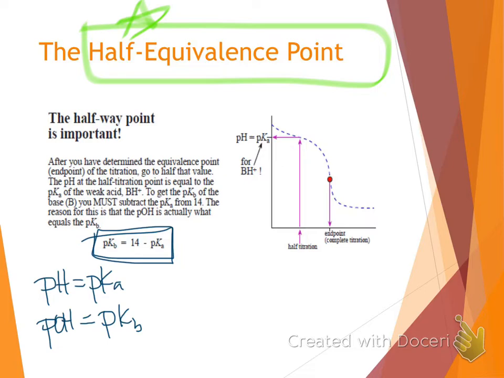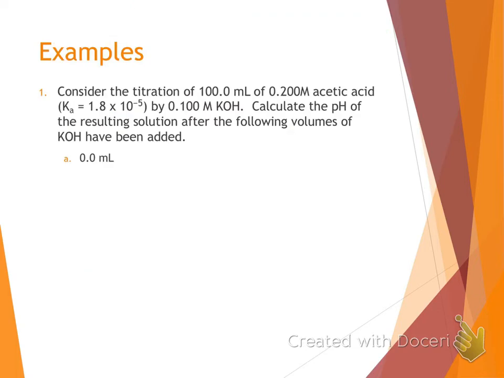Alright, so we're going to go through a titration curve problem here, calculating the pH at several different points to see all these different types of calculations. Again, these are all calculations that we've done before in some form or fashion throughout this unit. Here we're titrating 100 milliliters of 0.2 molar acetic acid with 0.1 molar KOH. We want to know the pH after these 5 different volumes have been added.